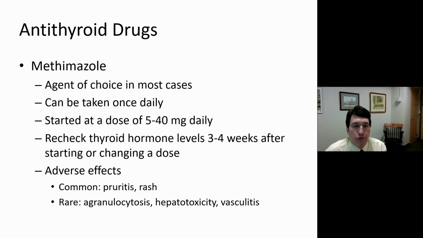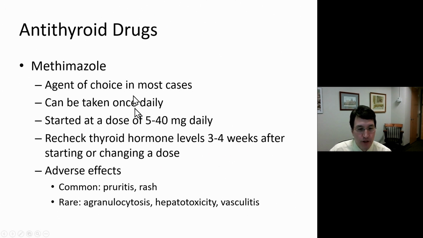In terms of antithyroid drugs, the agent of choice is methimazole in most cases. This can be administered once daily. If you look in drug references, it often recommends that it be given twice daily or even 3 times daily. But its half-life is long enough that we're almost always comfortable administering it as a once daily dose. We usually start at doses ranging from 5 to 40 milligrams daily, depending on the severity of the hyperthyroidism. And it can take up to 3 to 4 weeks to see a real change when you're starting or adjusting a dose of methimazole. So we usually wait that long before checking repeat thyroid hormone levels.